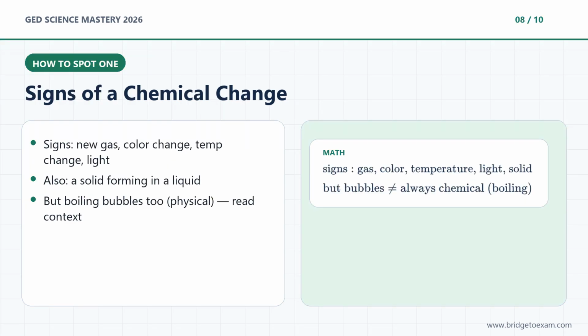How do you know a chemical change actually happened? Watch for the telltale signs. A new gas forming and bubbling, a color change, a change in temperature, getting hotter or colder, light being released, or a solid suddenly forming in a liquid. Any of these hints that new substances are appearing. But one gentle warning: bubbles do not always mean chemistry. Boiling water bubbles too, and that is only a physical change. So read the context and look for a genuinely new substance.